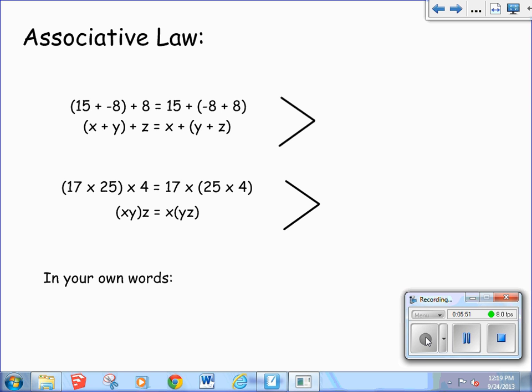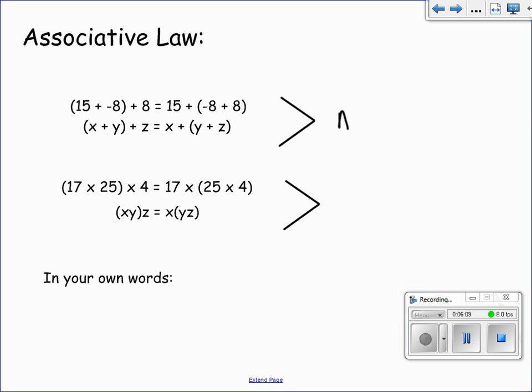Right? What's the difference between this first set of examples and the second set of examples? Logan? It's addition and multiplication. Right, and they're different numbers also, but the main thing that I'm looking for is that the associative law applies to addition, once again, and multiplication.